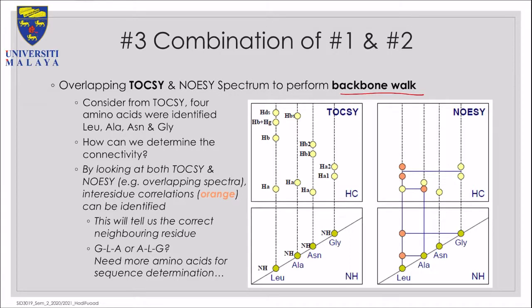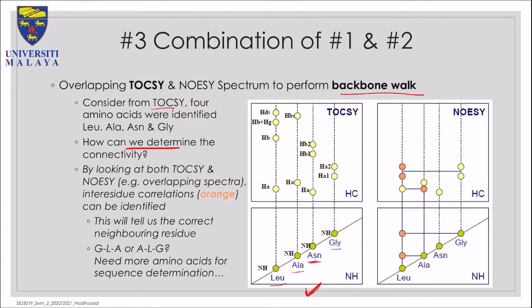So I'm just going to read all these. Consider from TOCSY, four amino acids were identified. So this is just an example. From TOCSY, remember this is TOCSY, you can only identify the amino acids. So say for example you have identified these amino acids: leucine, alanine, ASN, and glycine. Asparagine, sorry, ASN is asparagine.